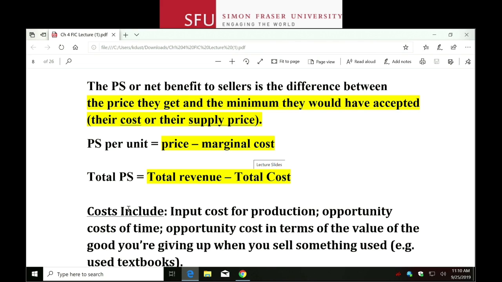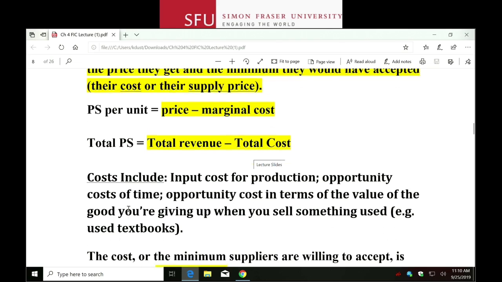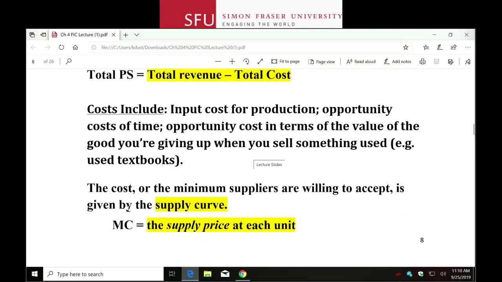All right, let's see. So this marginal cost is given by the supply curve, and we can also call it the supply price, the supply price.